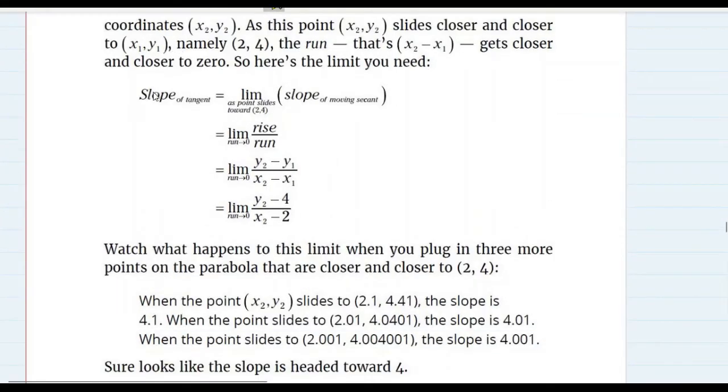We need to find the slope of the tangent by finding the limit of the slope of the moving secant, such that the point slides closer and closer to 2 comma 4. This is what we need to find. In other words, the slope of the tangent is equal to the limit of rise upon run when the run approaches 0. Or we need to find the limit of y2 minus y1 upon x2 minus x1 when the run, that is x2 minus x1, approaches 0.